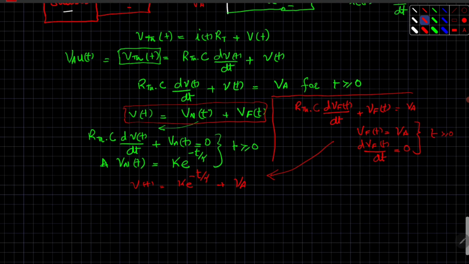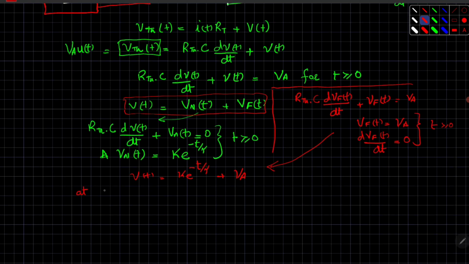Now furthermore, how will we calculate k? Let's do it. At time t equal to 0, v(0) is equal to k e raised to power 0 plus Va, which is equal to k plus Va. And from our previous lecture, this was equal to V0, the initial voltage of the capacitor. We want to see whether our capacitor was initially charged, and this was equal to V0, the initial voltage of the capacitor.